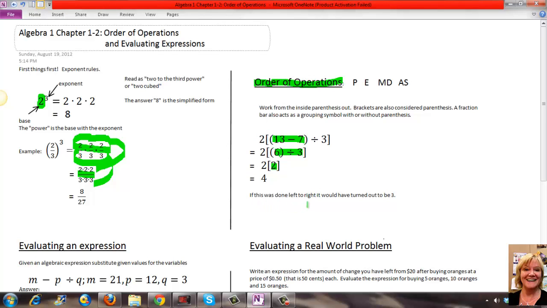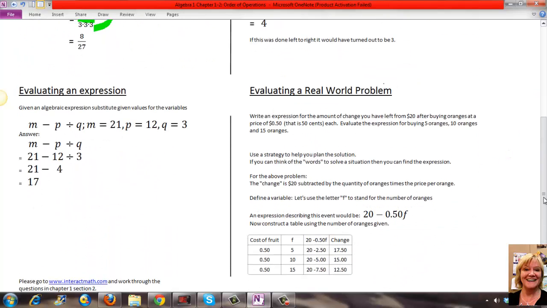Now if you did this left to right, if you went 2 times 13, which is 26, minus 7, we've got to think now, 26 minus 7 is 19, divided by 3. That would be your answer, 19 divided by 3. So it would have been the wrong answer if we all couldn't agree on the order of our operations.